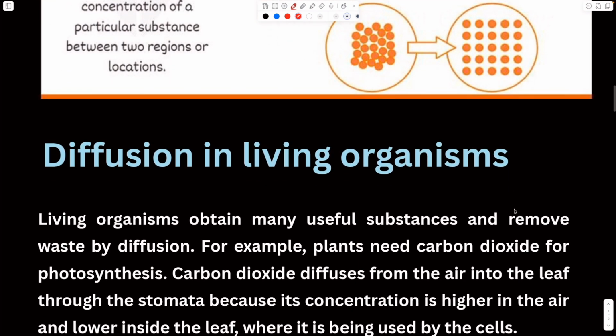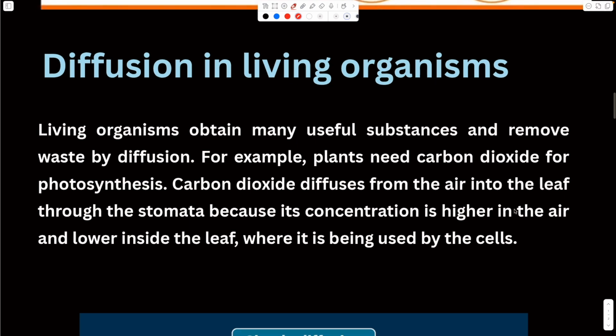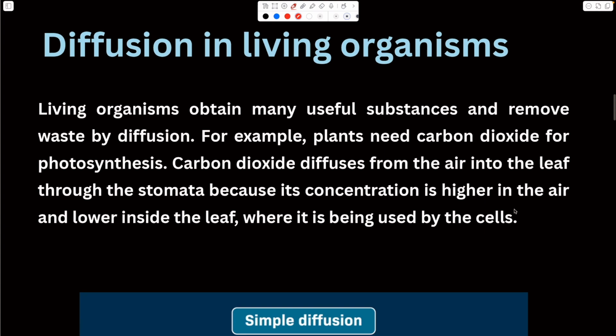Perfect. Then let's move on to diffusion in living organisms. What does that mean? Does diffusion have any function in biology? You might be surprised. Diffusion is fundamentally needed for us to survive. Diffusion is used to get different substances and also remove different waste materials. For example, let's take a plant.